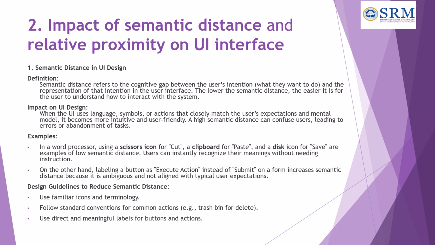On the other hand, relative proximity deals with the physical closeness of related elements. Items placed near to each other are perceived as being connected or functionally related. For instance, placing a save button near an editable text area makes it easier for users to associate the two. If related controls are scattered or distant, users may struggle to understand their relationship. Together, reducing semantic distance and maintaining logical proximity between related elements make interfaces more intuitive, reduce errors, and improve overall user satisfaction.